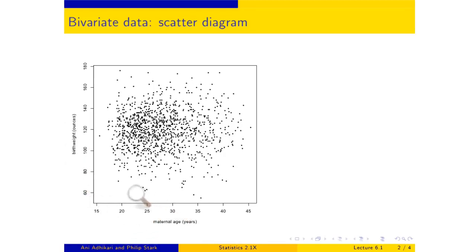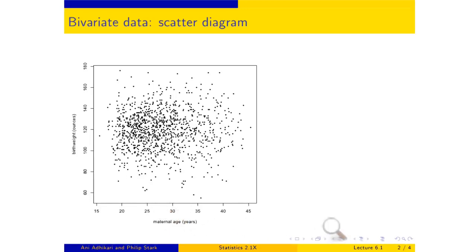So this point here, for example, this corner one, which is easy to identify, is a pair where the mother is just under 20 years old and the baby's weight is just over 70 ounces. And so each of these points corresponds to a mother-baby pair. And just looking at this, you can see that there's plenty of crowding around here, corresponding to the fact that most of the women were in their 20s.